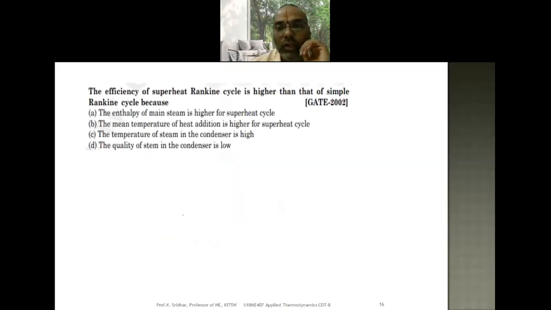So in today's class we discussed the important concepts of improving the Rankine cycle efficiency with the help of superheating as well as reheating. Now let us see some important questions given on this concept in the GATE and IES examinations. The first question is, why is the efficiency of the superheat Rankine cycle higher than that of the simple Rankine cycle? The answer is B.